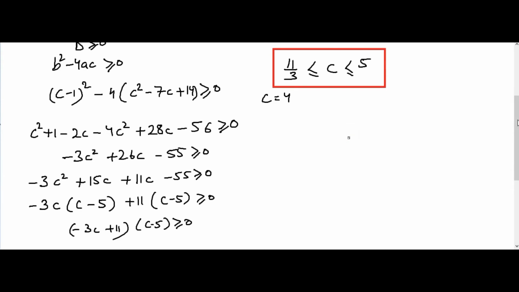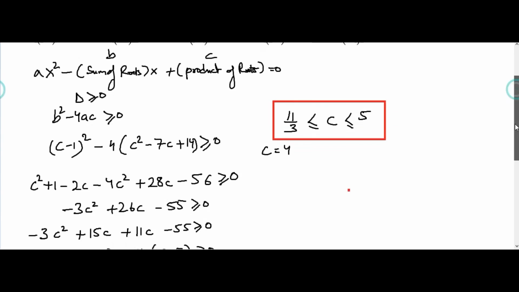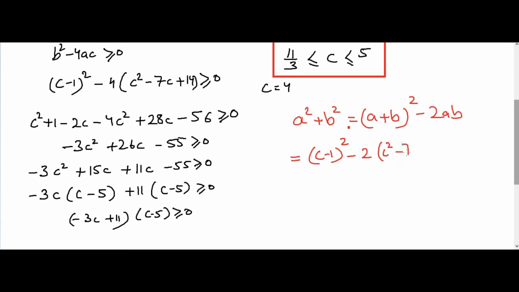Now let's begin the question again with that condition for a plus b and a into b. We need to find the value of a square plus b square, so we will consider that only. Now coming back to the question, a square plus b square is equal to a plus b whole square minus 2ab. If you open this, the plus 2ab will cancel out with this. Let's substitute the values. The a plus b value is the sum of the roots, which we have just written as c minus 1 whole square, and negative 2 times the product of the roots.